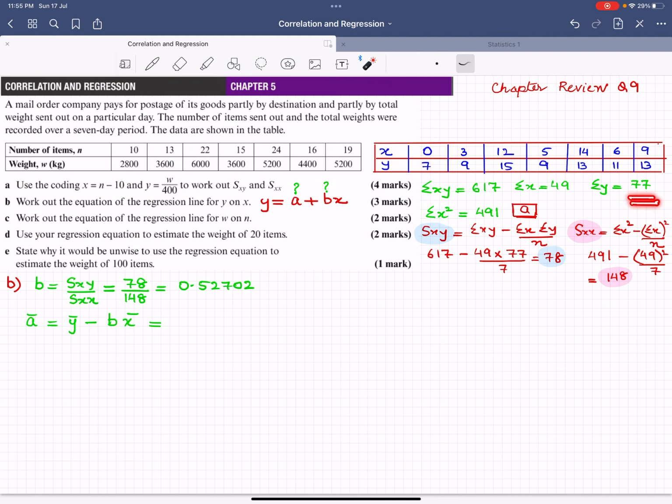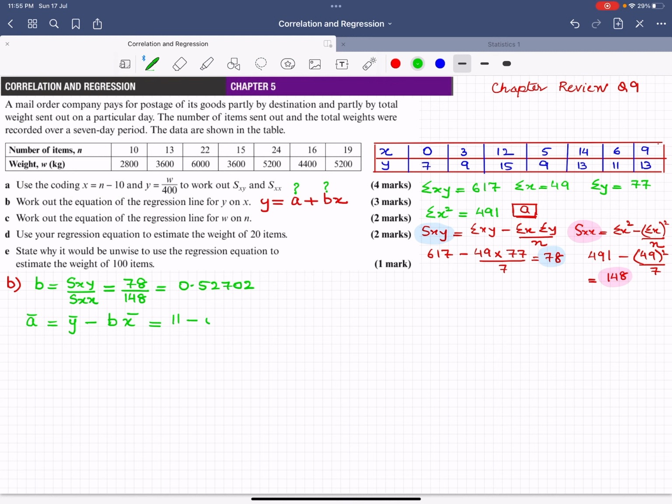That is the total of all the readings of y's, 7 plus 9 plus 15, all of them till the end. So since we have to find the average value, we will do 77 divided by 7, which will give us 11. So the average value of y is 11.